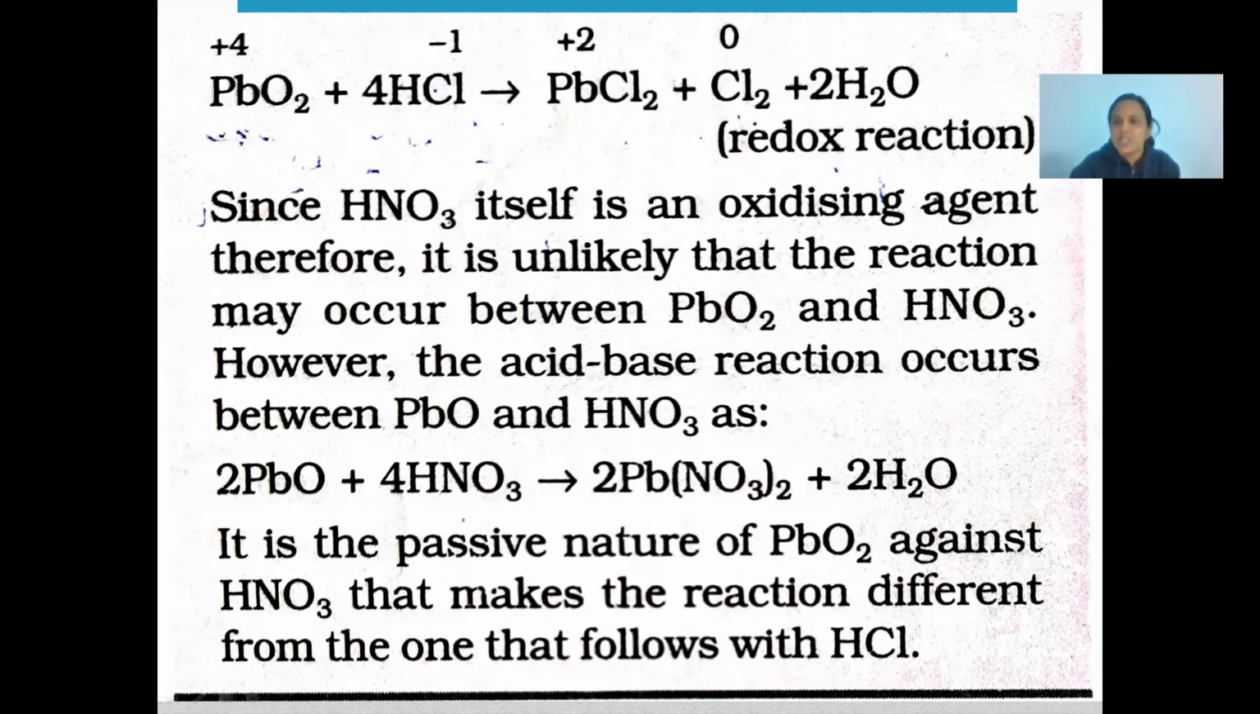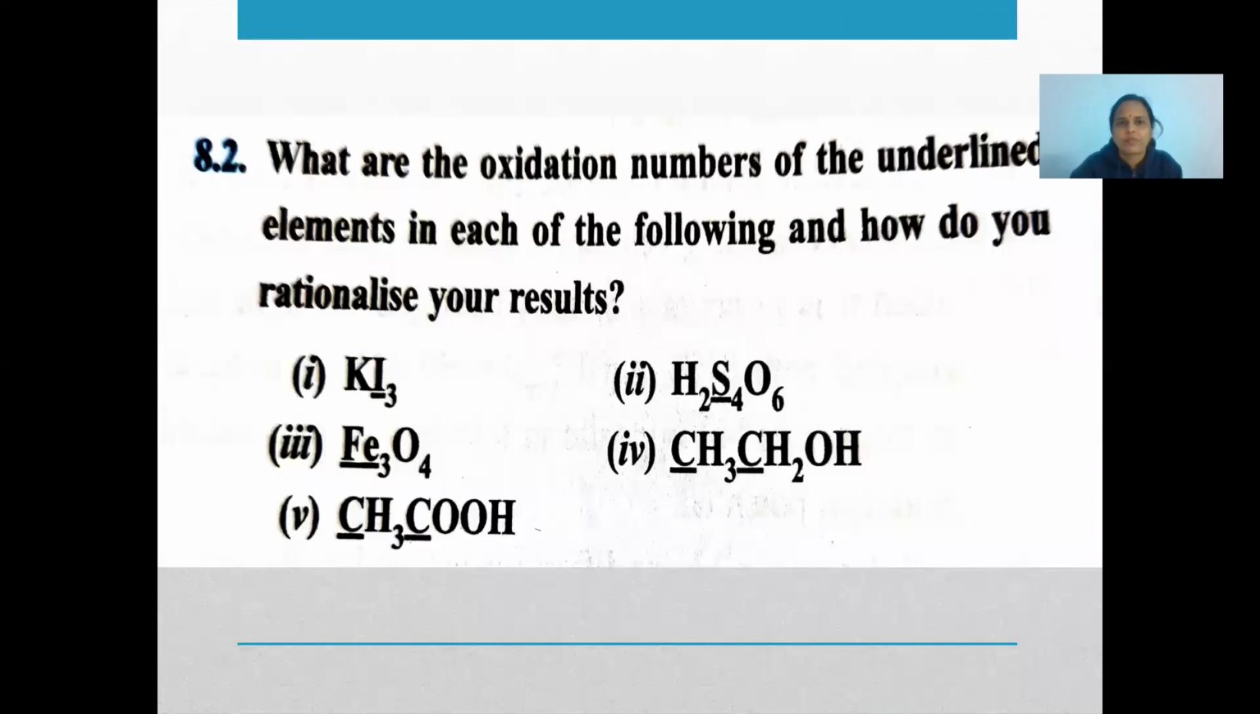Whereas nitric acid itself acts as an oxidizing agent, therefore it is unlikely that a reaction may occur between PbO2 and HNO3. The acid-base reaction occurs between PbO and HNO3. So PbO reacts with HNO3 to form Pb(NO3)2 plus 2H2O, and PbO2 is passive in nature against HNO3. Thus, it makes the reaction different from the one that follows with HCl. Hope this problem is clear to all.